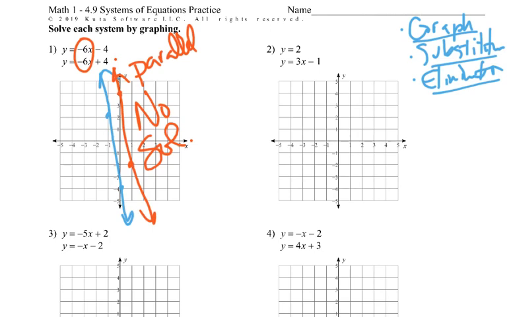Okay, number 2, y equals 2. So y value of 2, horizontal line there. Then y equals 3x minus 1, start at -1, go up 3 to the right 1, up 3. So I can see these ones intersect. So there's one solution, and the place they intersect is at 1, 2.